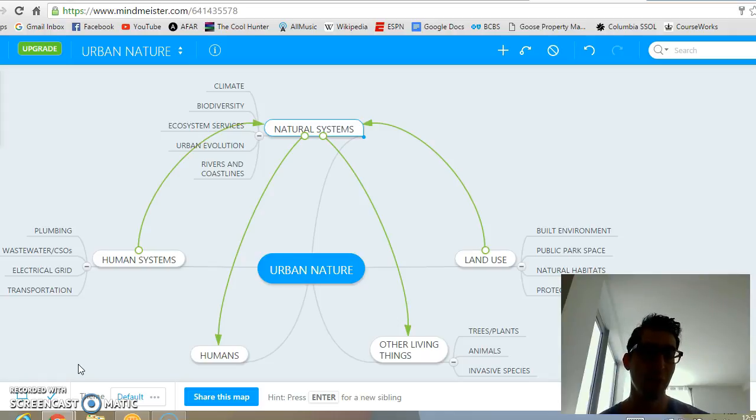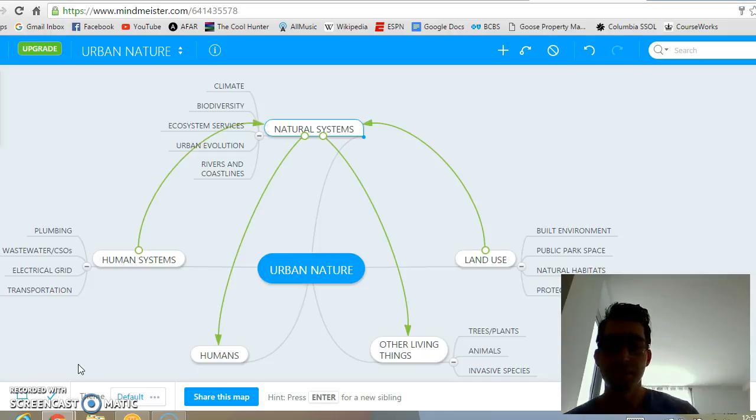Picked up on a couple things that we learned in week one. I know we weren't supposed to do much in the way of external research, but urban evolution was an interesting concept that we discussed in week one in terms of the peppered moths in Birmingham. Rivers and coastlines being another important natural system.